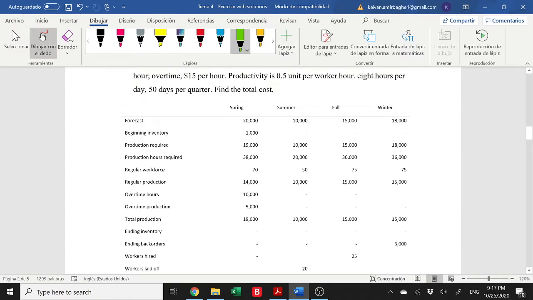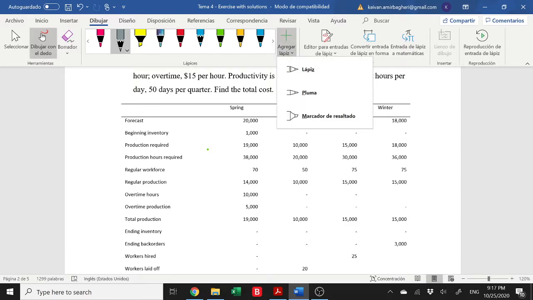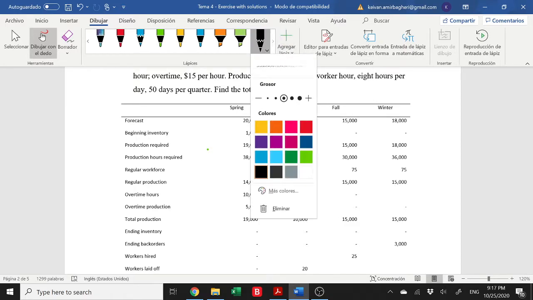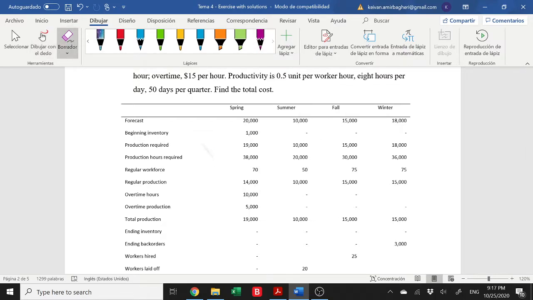In the exam and in the exercises that you do, you should prepare a table something like this. You need to put all the exercises, sorry, all the data given to you, in this type of table. Let me change the color. So, very good.